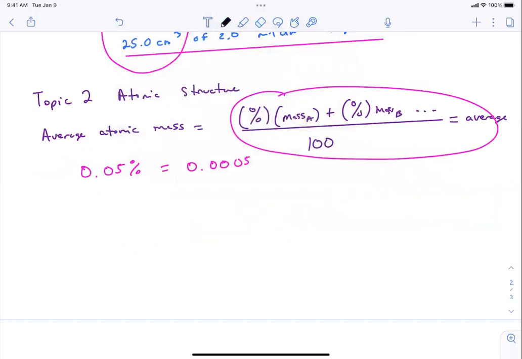Okay, and again, your average atomic mass should be between the masses of the isotopes. If it's outside of the range of the isotopes, then you did something wrong as well. So that's another way to check your answer: the average should be in between this mass and this mass.